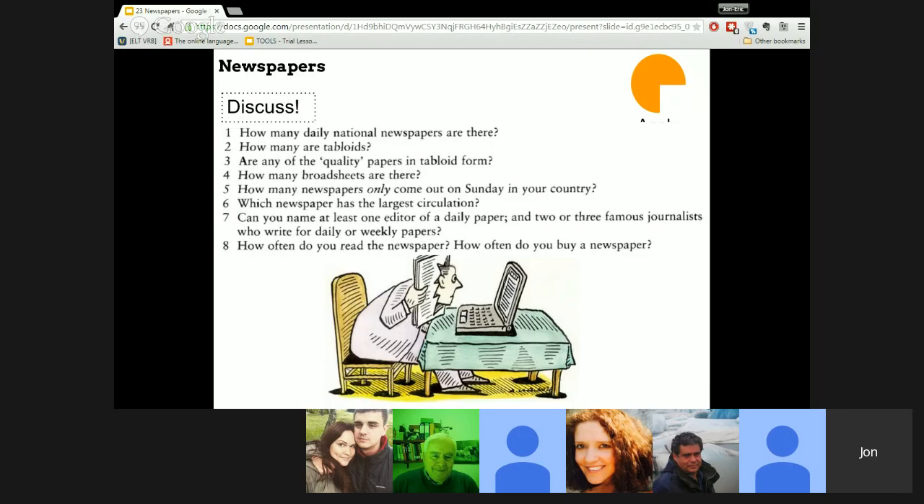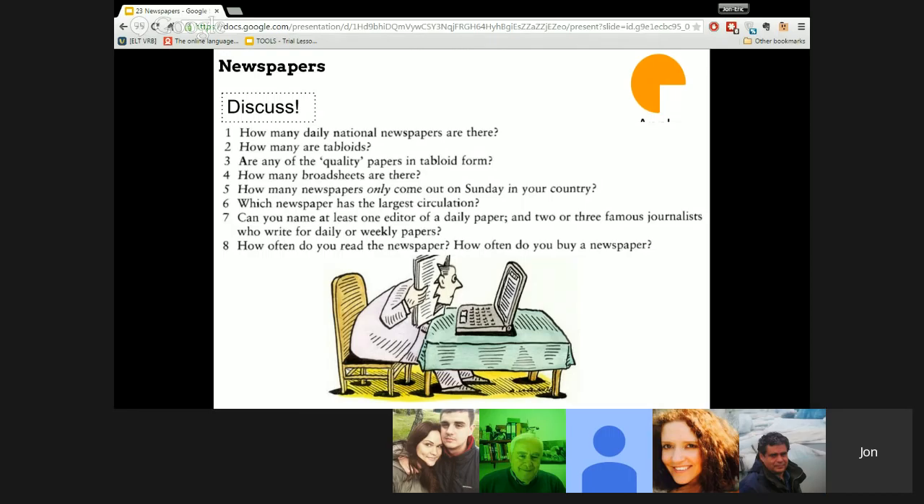Yulia, are there any quality papers that are also tabloids? What do you think? I think in my country, it doesn't matter if it will be a tabloid or it will be a newspaper, just only 20 or 30% of truth information. So for me, it's better to read some news in the internet. Interesting. Yeah, it's true. So you think the media is censored? Absolutely. By the government? Yes, absolutely.